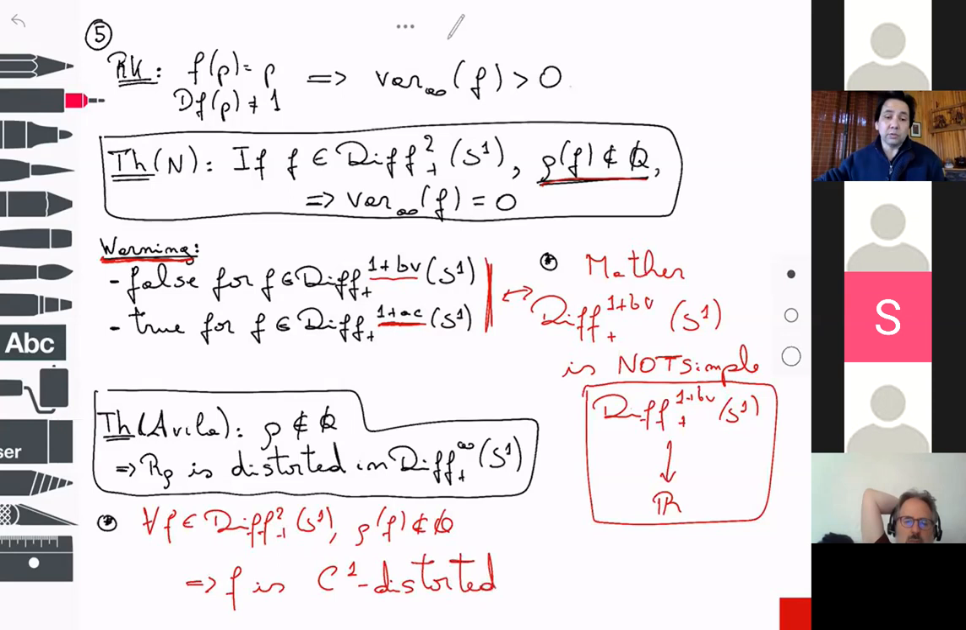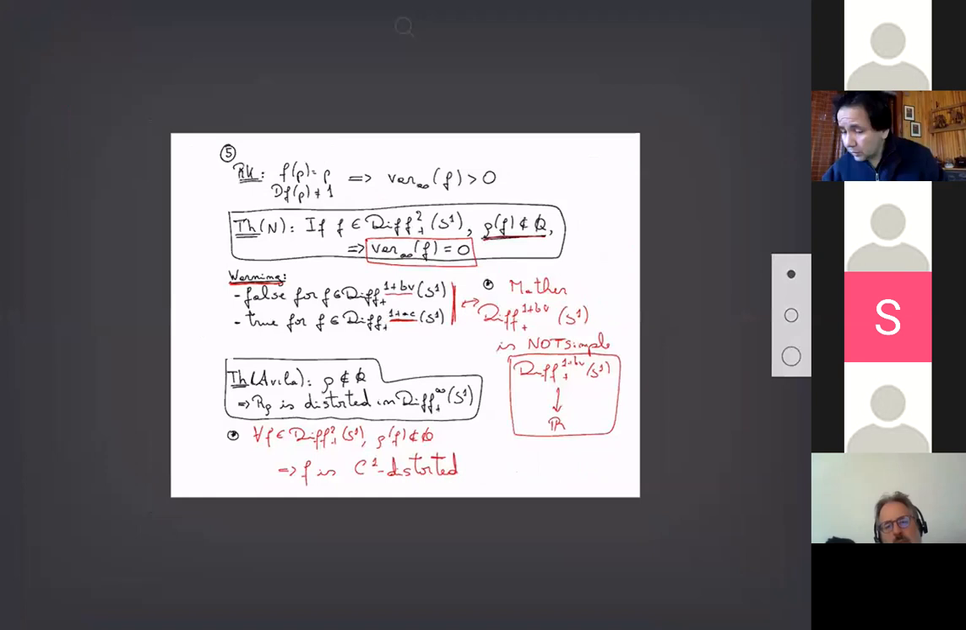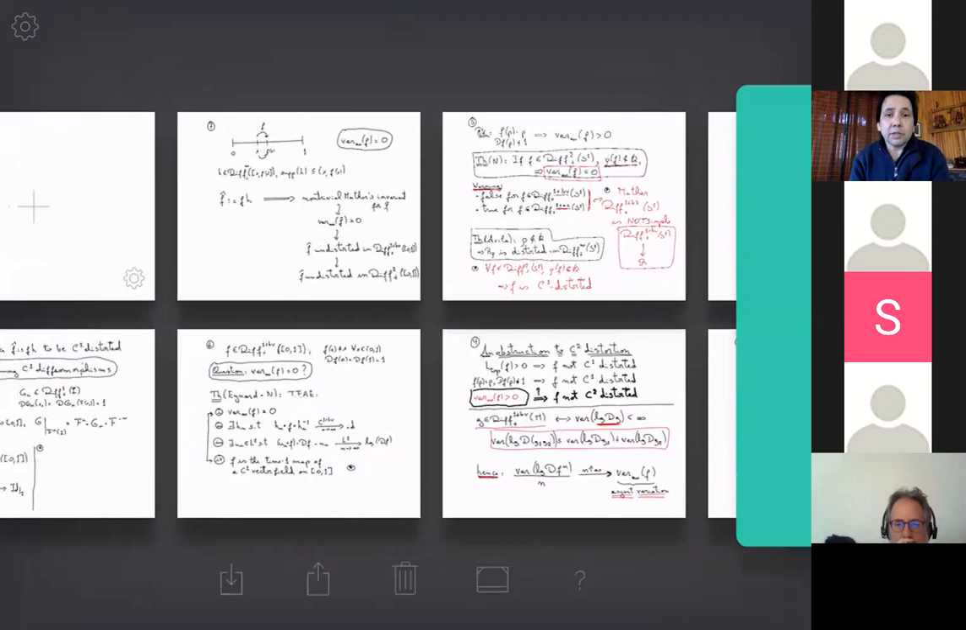But what I cannot do is to prove C2 undistortion, because the only tool that I have to prove non-distortion is the asymptotic variation. And the theorem says here that the asymptotic variation vanishes. So I have nothing to do with this asymptotic variation for the case of the circle. And this is why I only consider the case of the interval. Okay, so I will move to the case of the interval. And I think this is the key result of this.